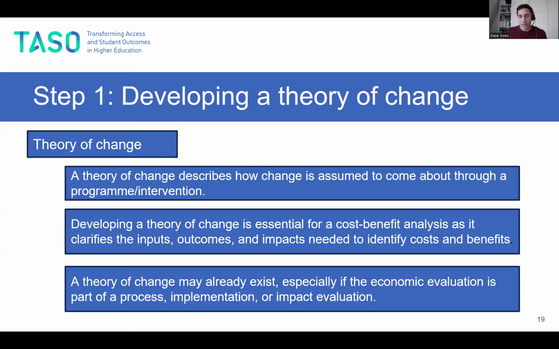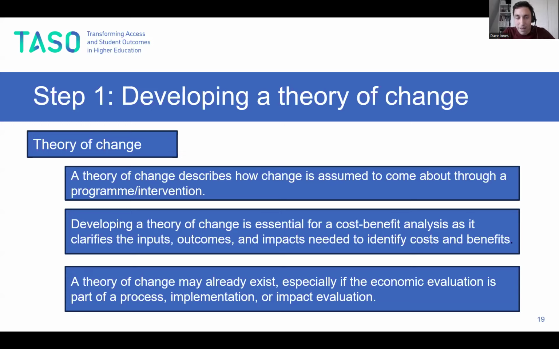And that's because developing a theory of change is really important for us to understand what the costs and benefits are of an intervention. Now, a theory of change describes how change is expected or assumed to come about from the program or intervention. And as I say, the theory of change should be the thing that underpins the following stages about mapping out what the costs and benefits are. And that's because the costs themselves are very related to the inputs into the intervention, and the outcomes and impacts should be closely related to what you're identifying as the benefits of the intervention.